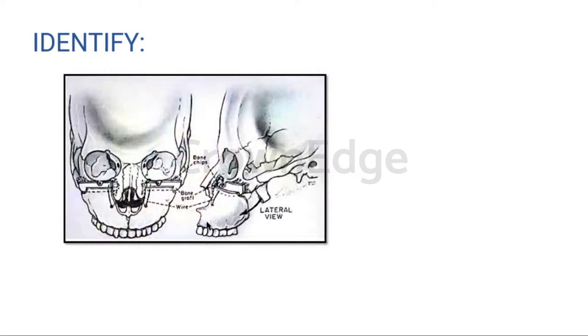Now it is the same osteotomy that I have shown you here, and you can see how they have advanced it. In the gap they have put a bone graft, some bone chips. I hope everyone had a good view of the picture. You can see the bone graft they have put after advancing. There is a dead space, right? When you advance the maxilla, there will be some amount of dead space. That dead space usually will be filled with bone chips or bone grafts.